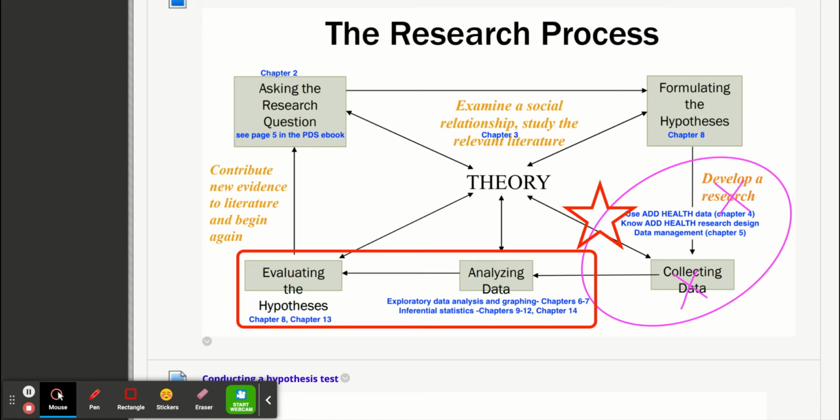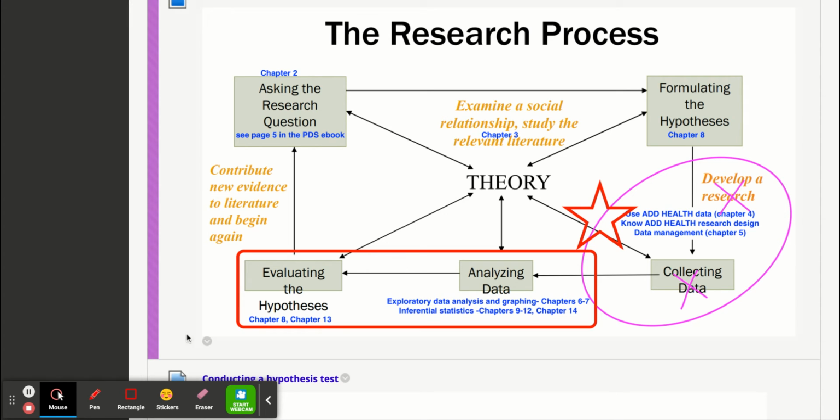We're now at the point of the research process where we are connecting the sample characteristics with our data analysis and beginning to evaluate hypotheses. And of course, the hypotheses we're evaluating are the ones that we would formulate right after asking research questions.